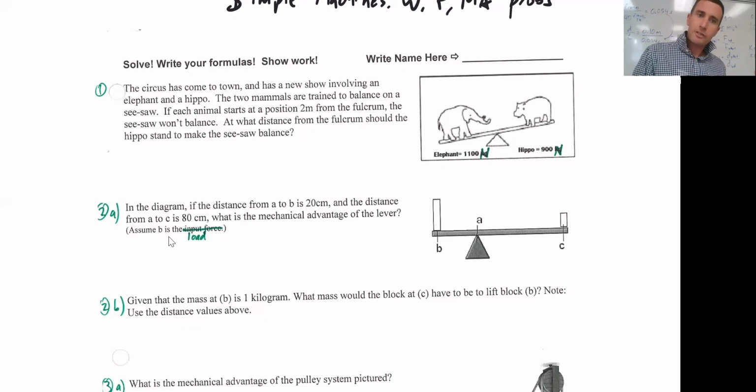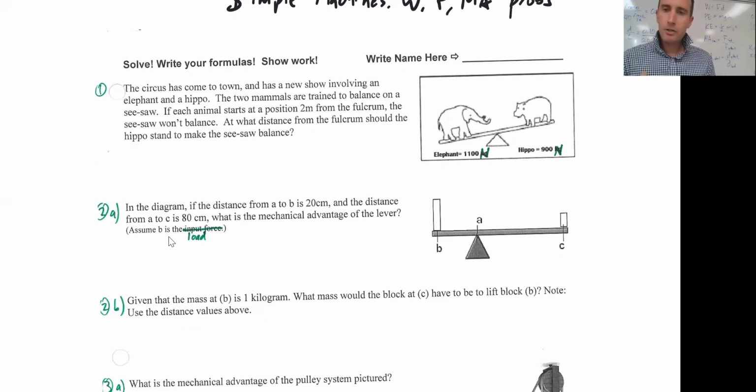The first one: the circus has come to town and has a new show involving an elephant and a hippo. The 2 mammals are trained to balance on a seesaw. If each animal starts at a position 2 meters from the fulcrum, the seesaw won't balance. At what distance from the fulcrum should the hippo stand to make the seesaw balance?